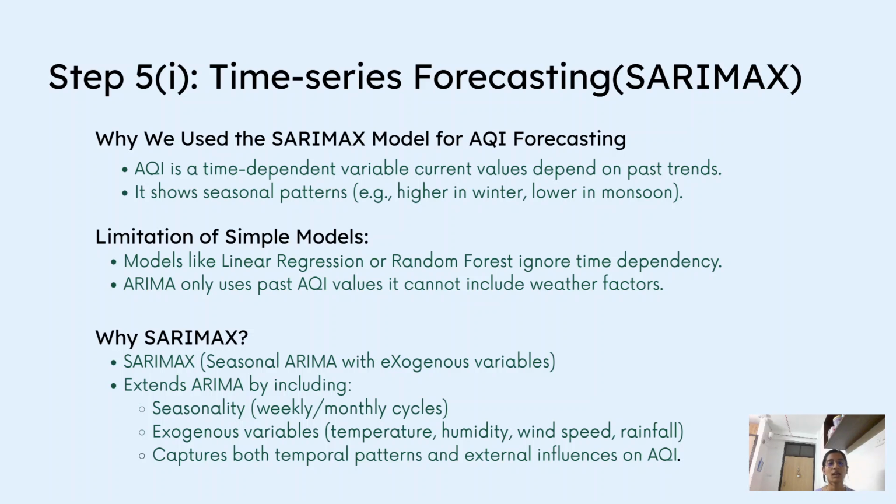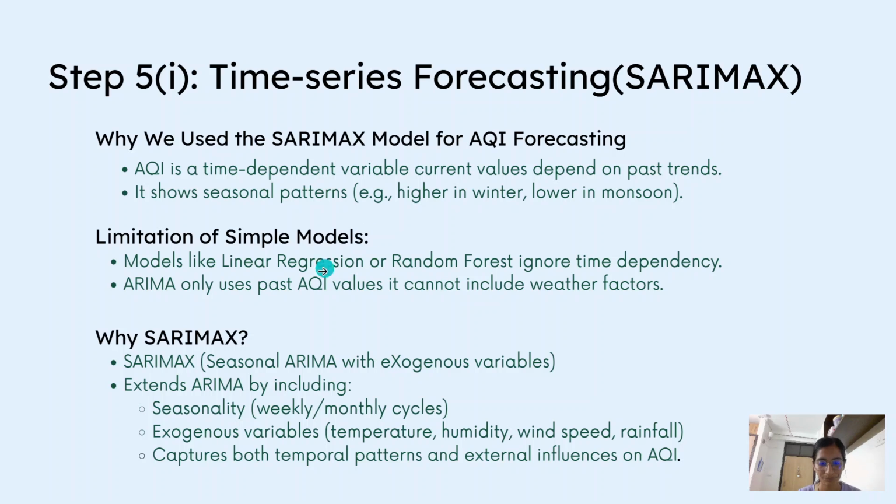Why not other models? AQI is a time-dependent variable. Current value depends on past trends. It shows seasonal patterns, as we can see in the previous slide, that it is higher in winter and lower in monsoon. So we can use the ARIMA model, right? But we can't use it because we want to include the weather factor. ARIMA does not allow us to include the factor, so we use SARIMAX.